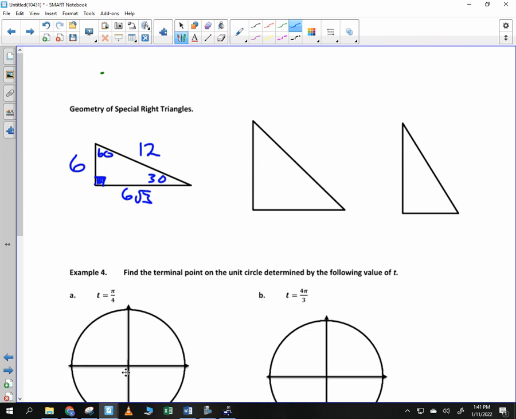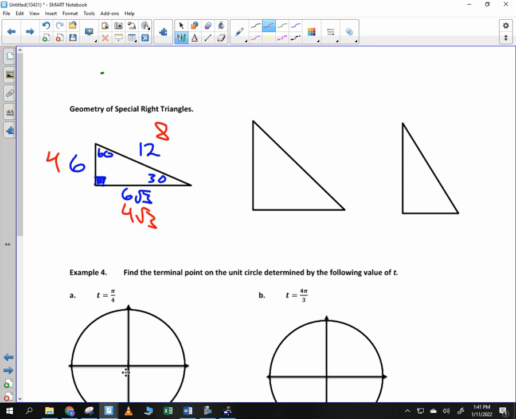6 roots of 3. And we'll talk about that. But this is always double that, right? And to get this one, you just multiply by the root of 3. Every single time. Watch how quickly this works. Suppose that this side here is 4. What's this side? 8. What's this side?